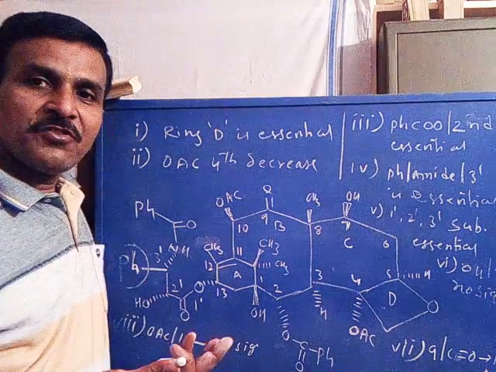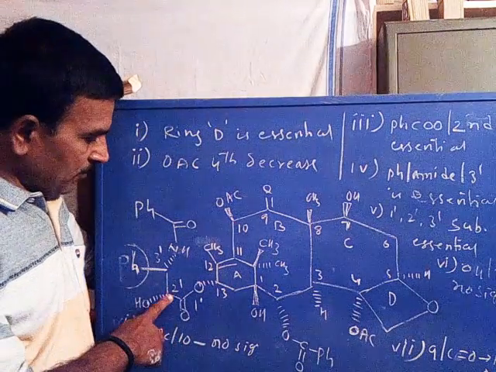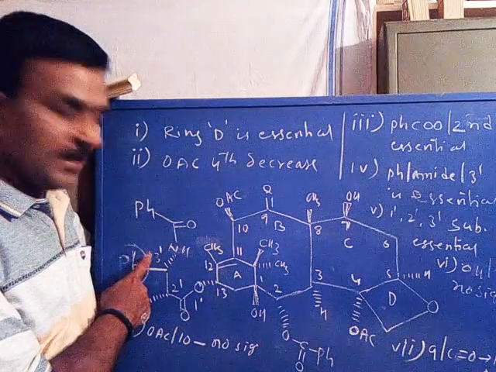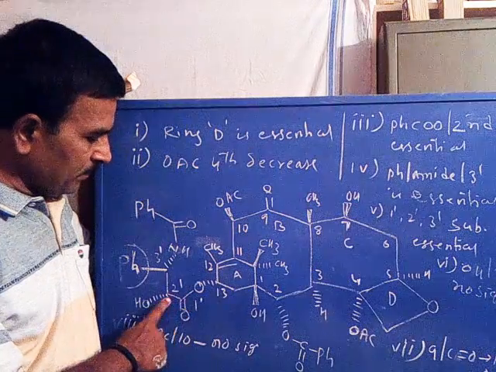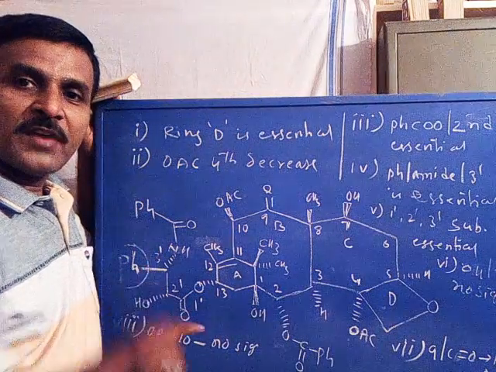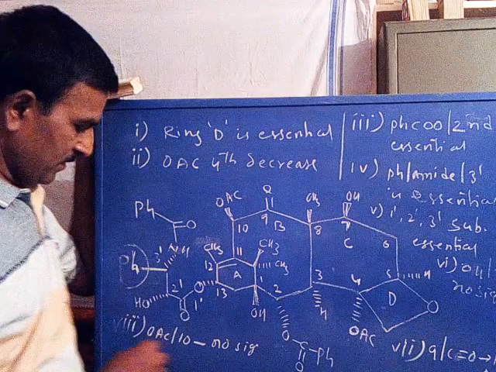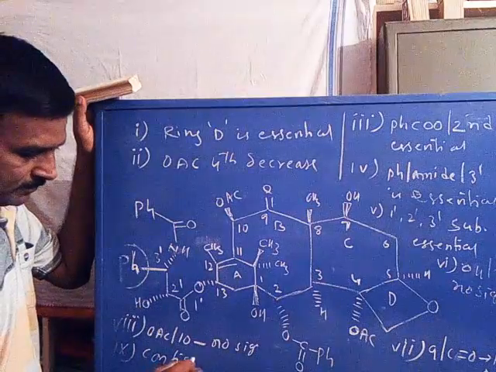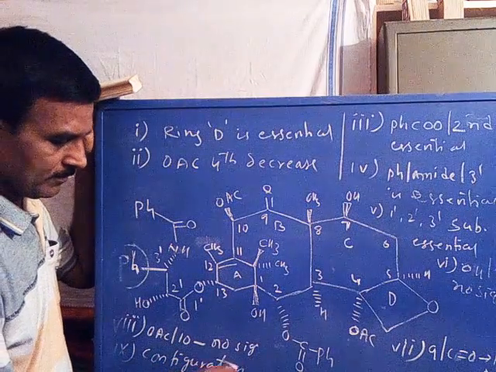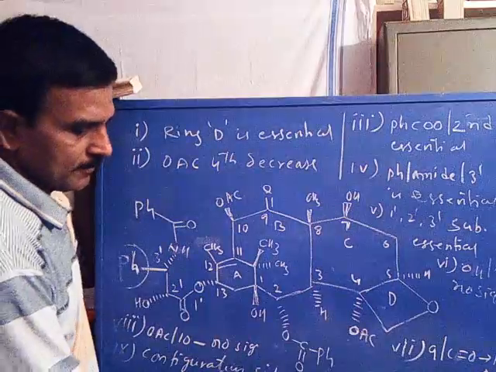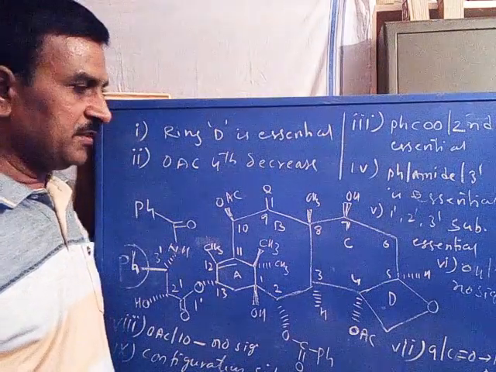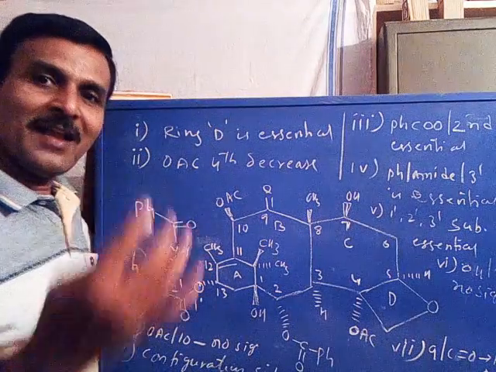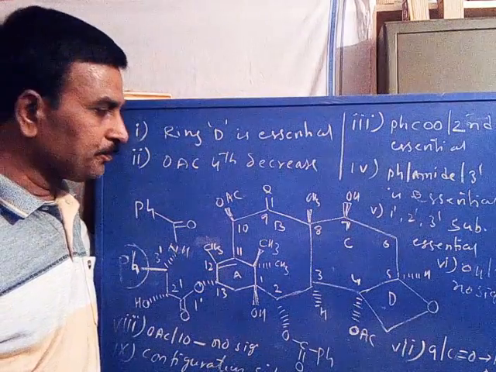Now the last one, the configuration on the 1' carbon, 2' carbon, 3' carbon is also essential for its activity. So the side chain configuration is also essential. So this is a brief structure-activity relationship study for a Taxol analog, which is an anti-cancer drug.